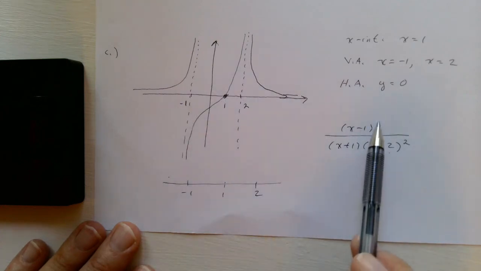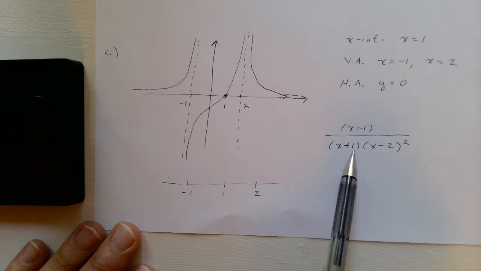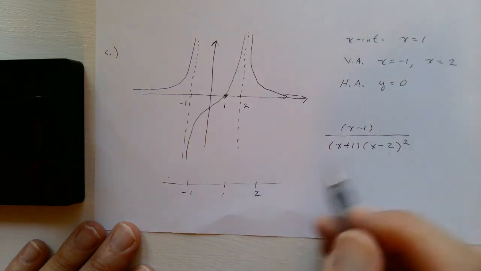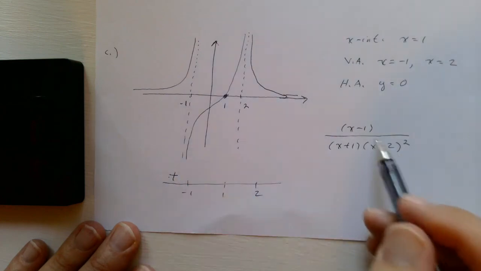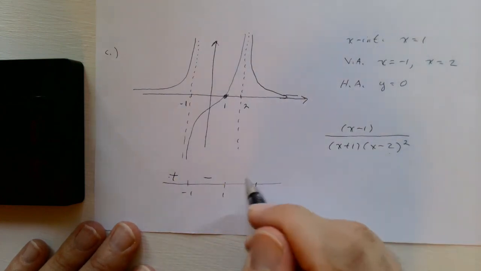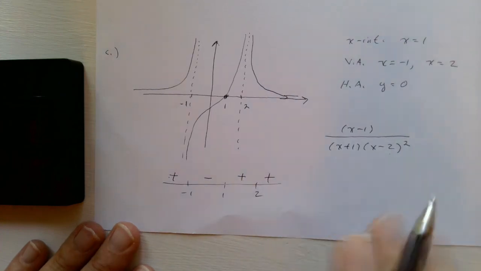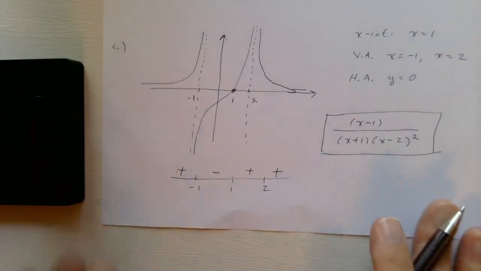It does change sign at 1, so we leave this here. It does change sign at -1. So with this we don't need an exponent here, but then this works because we can see that this starts out positive, then negative, then positive, and positive. So this should work.